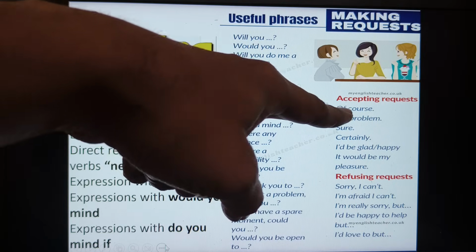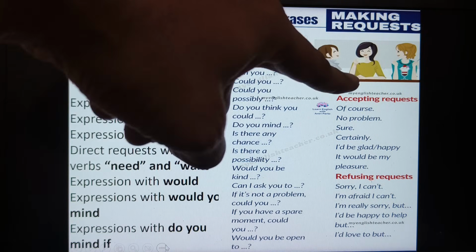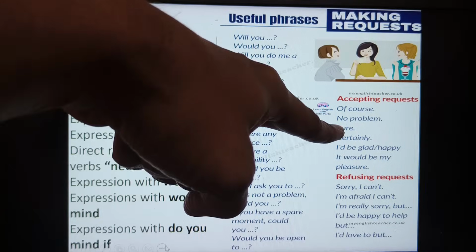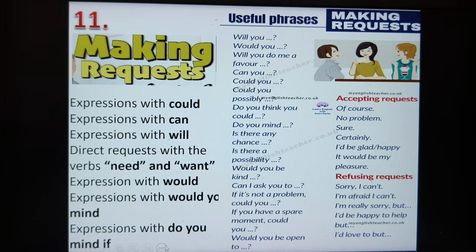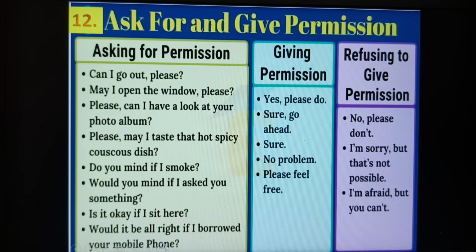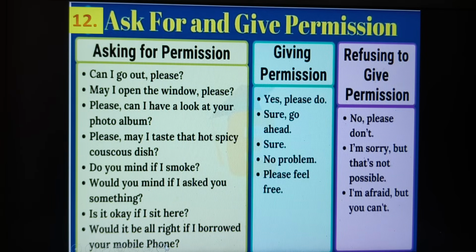And if you just look at here, friends, accepting requests and refusing requests also we do have in our day-to-day life. When someone makes a request, we accept the request, and if it is not to the mark, then we try to refuse them. So these are the different ways, friends, to accept the request and refuse the request. And the next one is asking for and giving permission. And here, asking for permission, giving permission, and refusing to give permission.